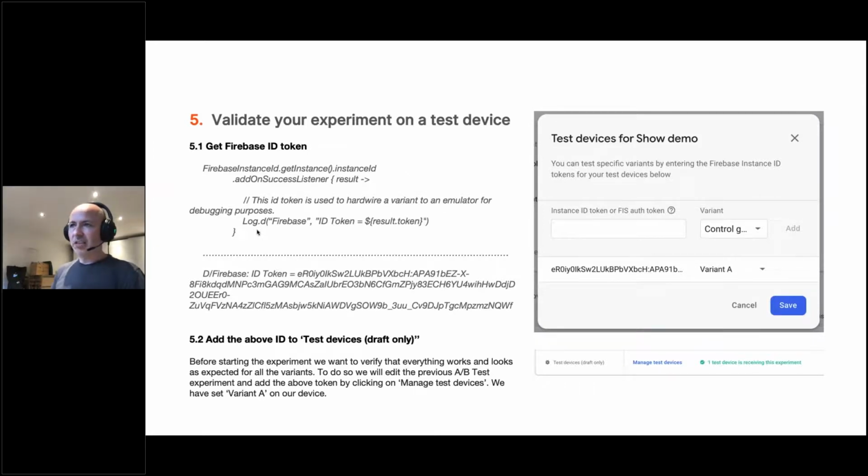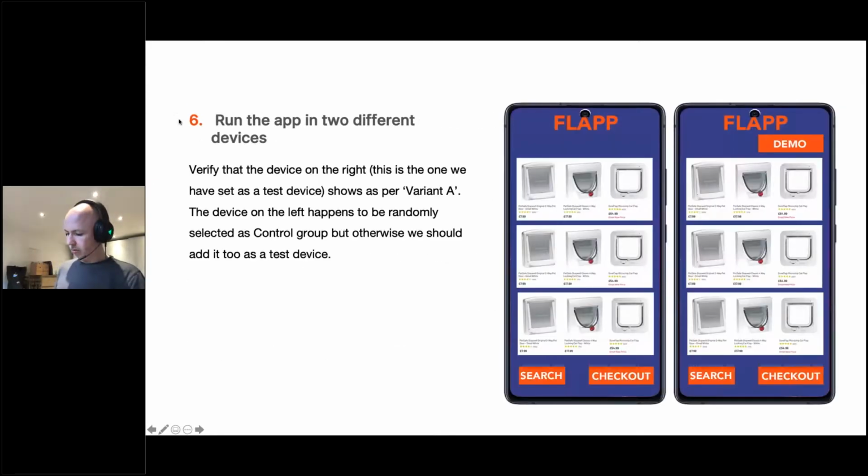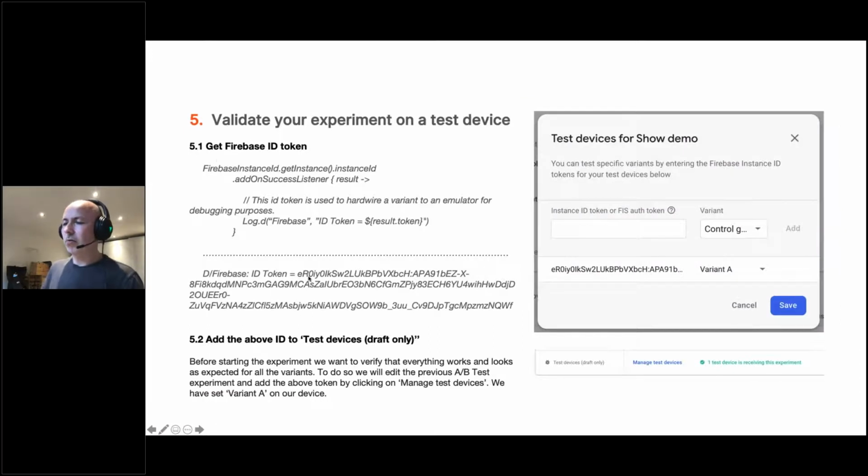So you don't know what that is, but if you put this bit of code in, you can pull it down and stick it into your log, and you'll get a token like this, and that will tell you what the Firebase instance ID is for your app. If you reinstall your app, this will get changed, but as long as your app stays installed, it'll stay consistent.